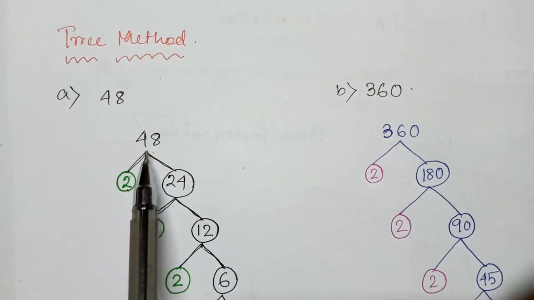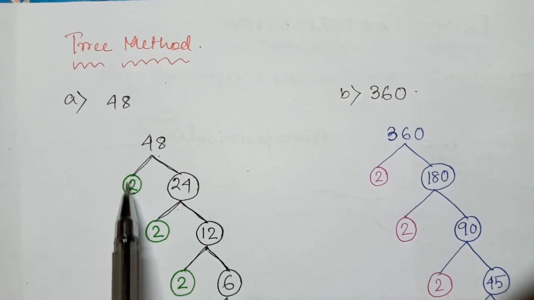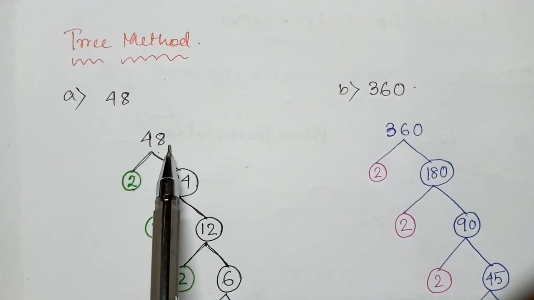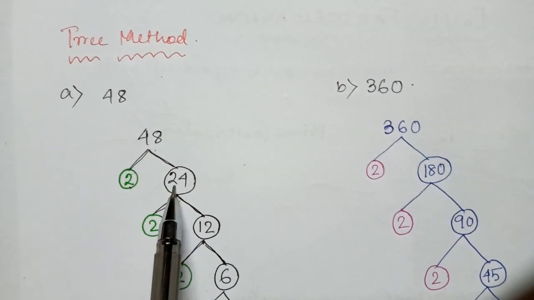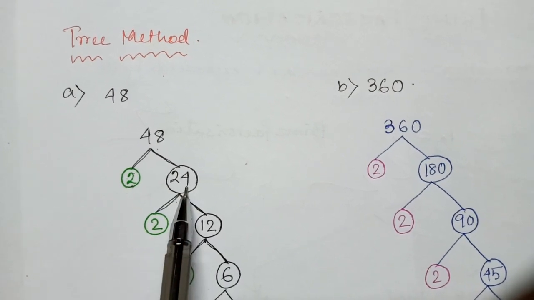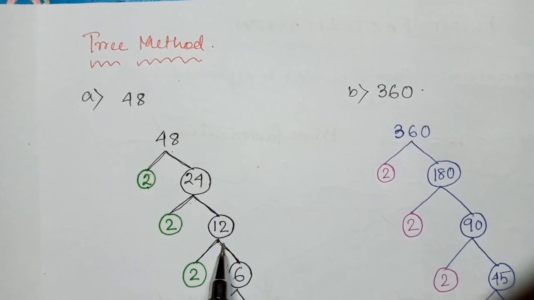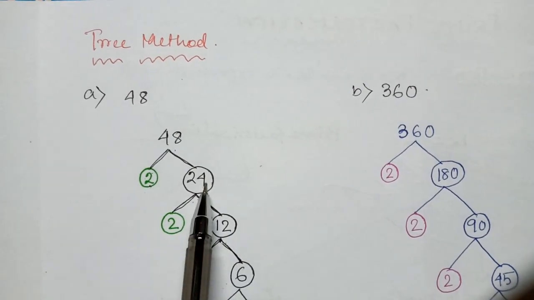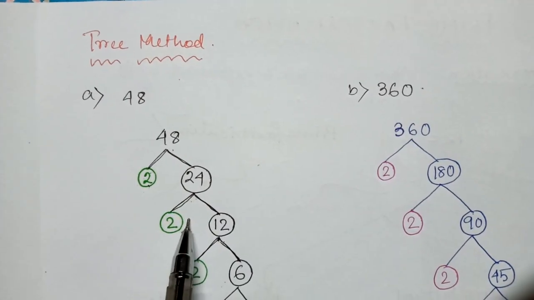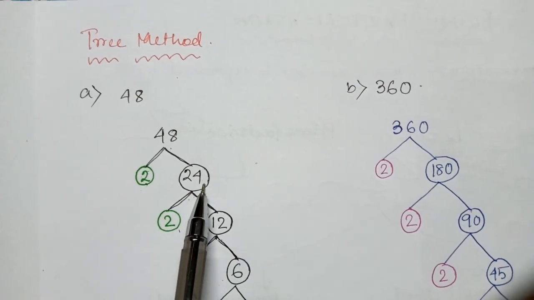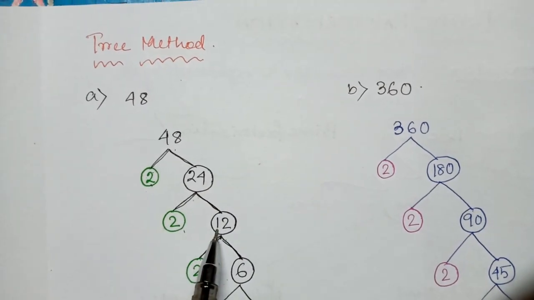Now this 48 has to be divided by the least prime number by which 48 is completely divisible. As 48 is an even number, we will start with 2. By dividing by 2, we get 24 as a quotient. Now this quotient is followed by subsequent division until the least prime number comes. So for that, 24 is again divided by the least prime number by which 24 is completely divisible. As 24 is again an even number, we will divide by 2 and we get 12.